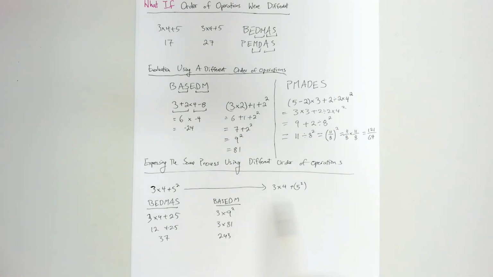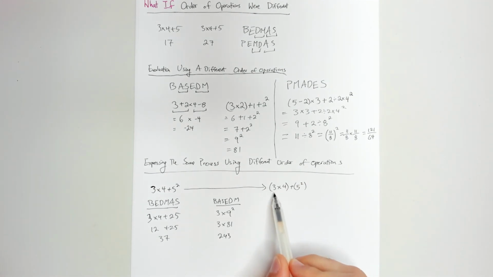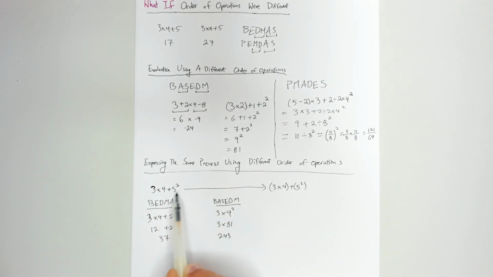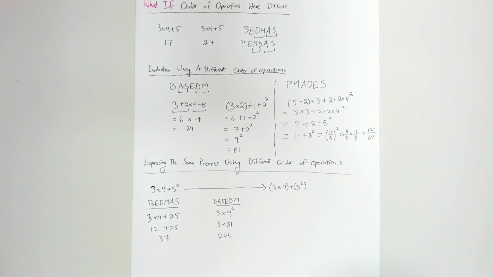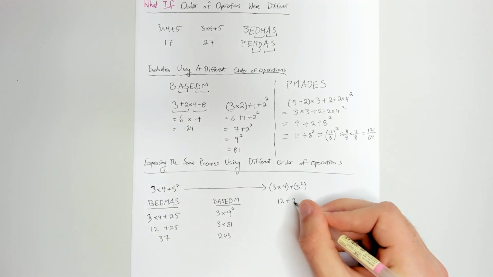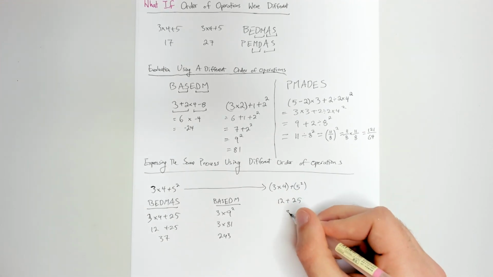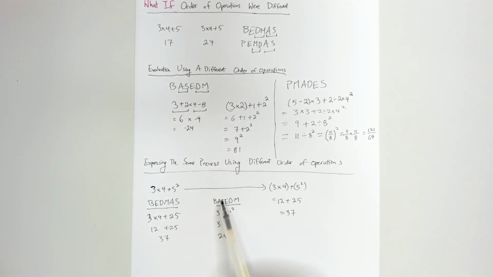Similarly, in the BASEM world, addition always comes before multiplication. But if we want it to evaluate to 37, putting parentheses around the multiplication is going to prioritize the multiplication and essentially accomplish the same thing as over here. Now when we apply BASEM to this, we can just focus on the parentheses. So 3 times 4 is 12, 5 squared is 25, and 12 plus 25 gives us 37. So we do get the same thing in the BASEM world. We just have to write the expression differently.